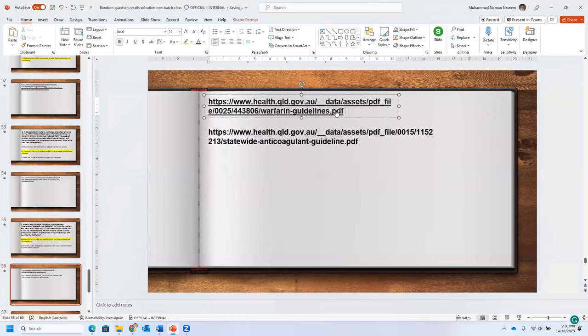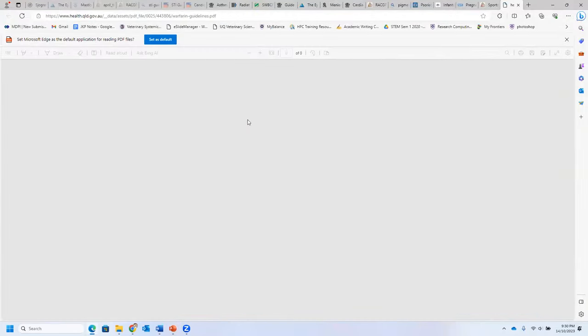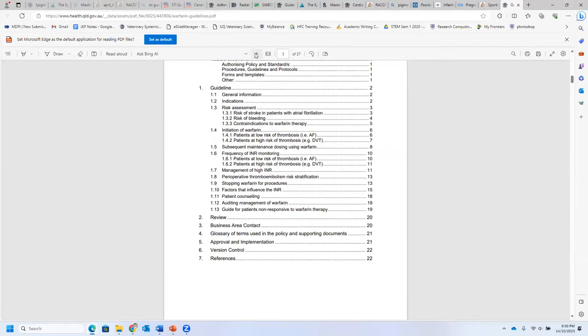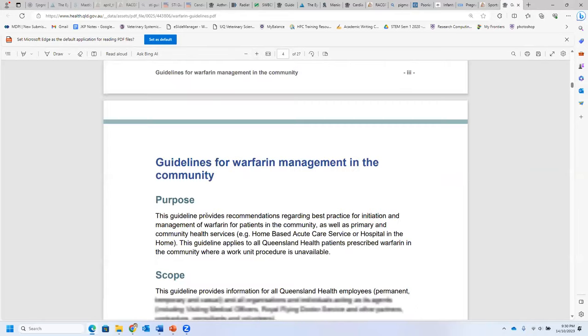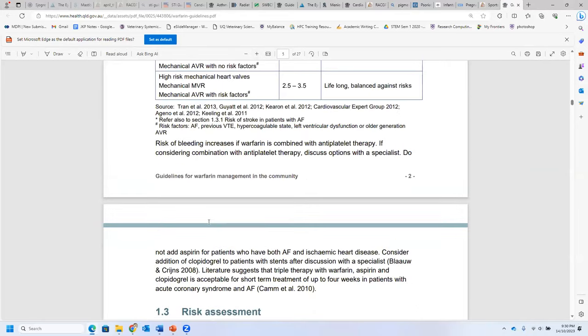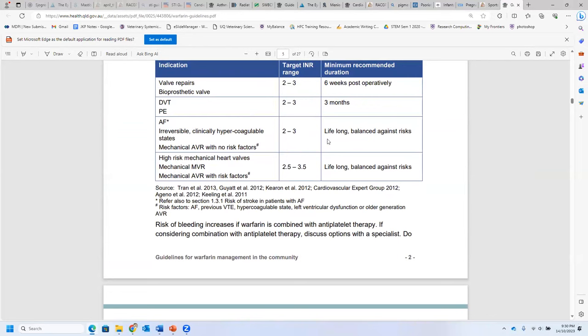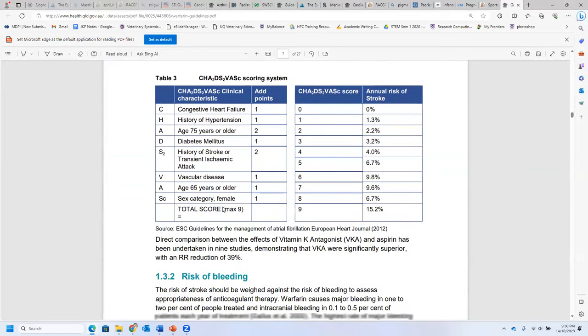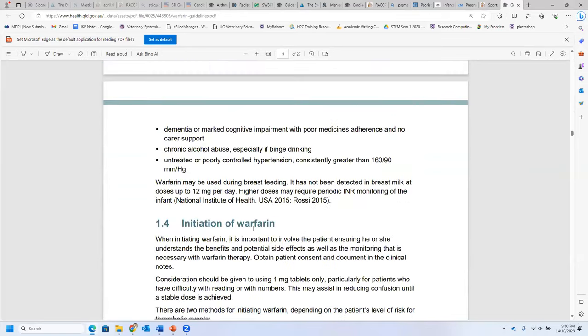Now you can study the warfarin or anticoagulation guideline through Queensland Health. It's an amazing guideline. These are the INR target ranges for different diseases. Just wanted to let you guys know what to do.